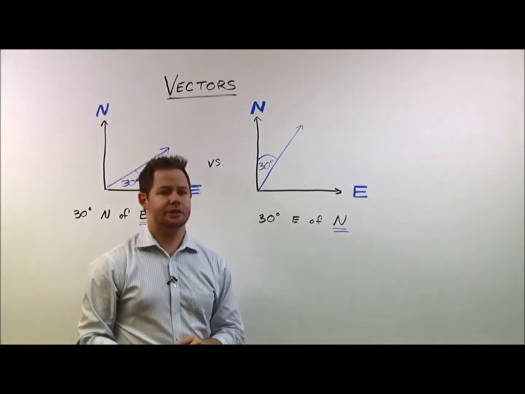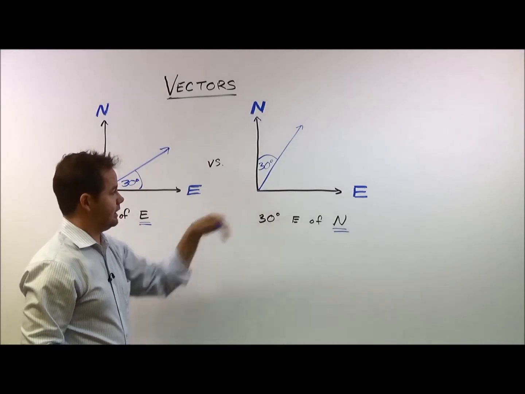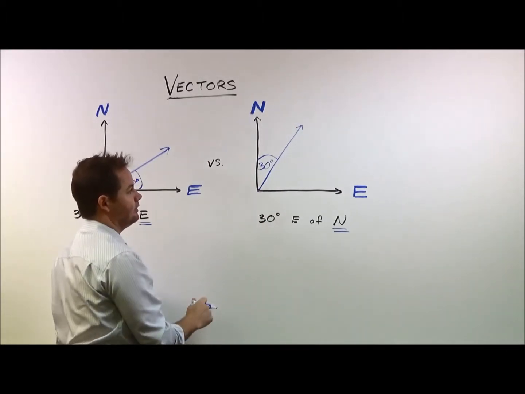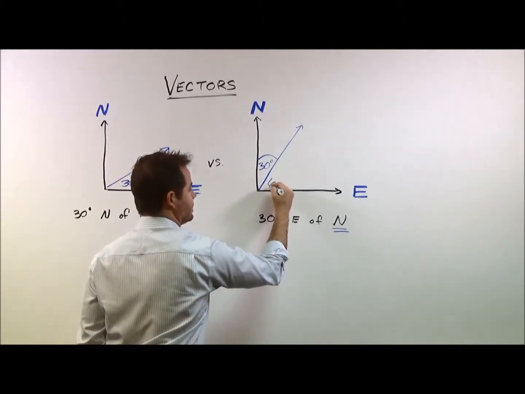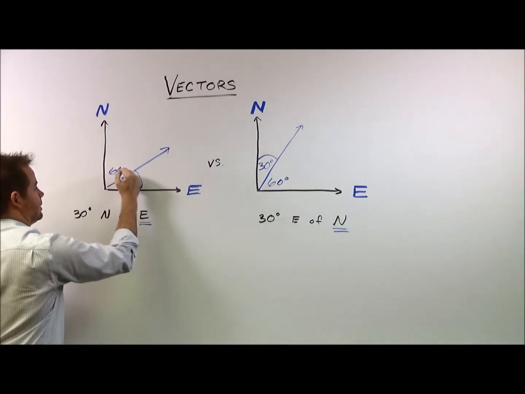between our original heading of north and then our new heading, which is directed 30 degrees east of that direction. So that's an important distinction to make, because if you notice that for these north and east headings, this would be a 90-degree angle in here. So if this is 30, that means this would be 60. And vice versa over here, if this is 30, that means this would be 60.